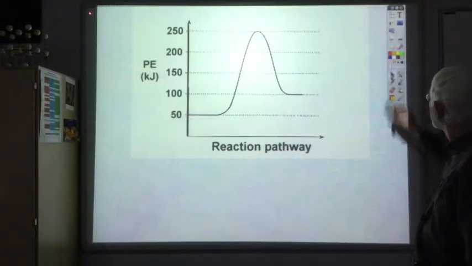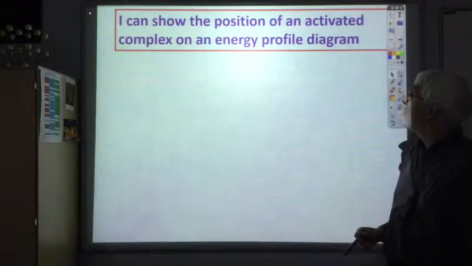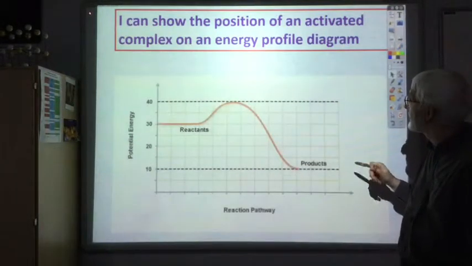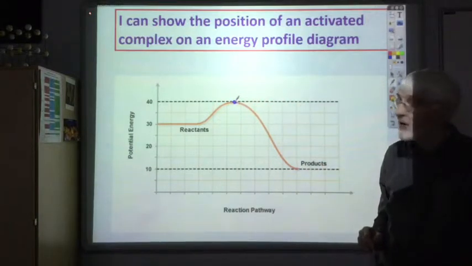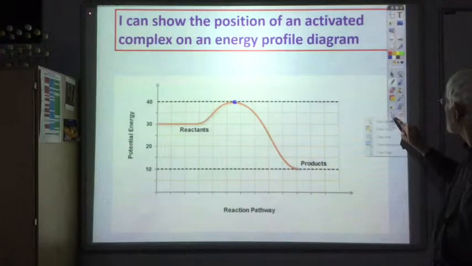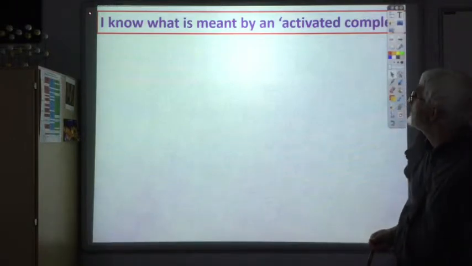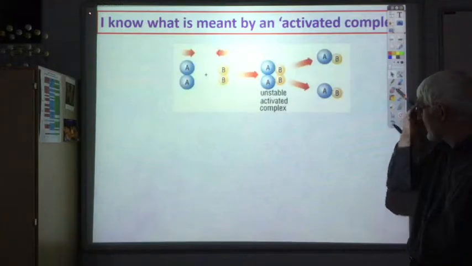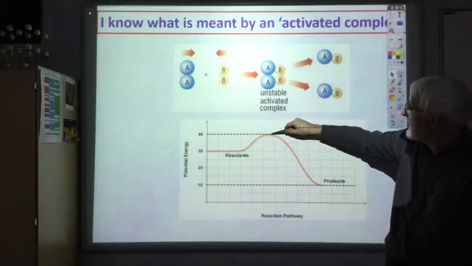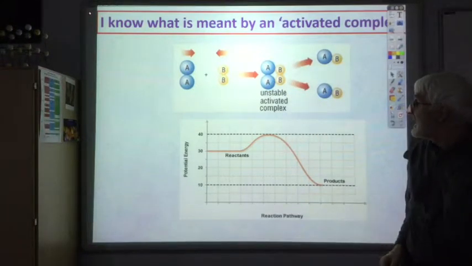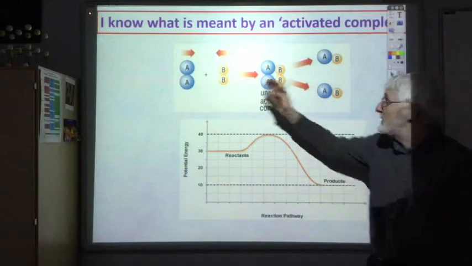The next learning outcome is to be able to show the position of the activated complex on an energy profile diagram. So the activated complex is at the highest point of the diagram there. Then the next related learning outcome is to know what is meant by the term an activated complex. Right. The activated complex at the top of the potential energy diagram relates to this species here. It's the unstable arrangement of atoms, which is a halfway point between the reactants and the products.